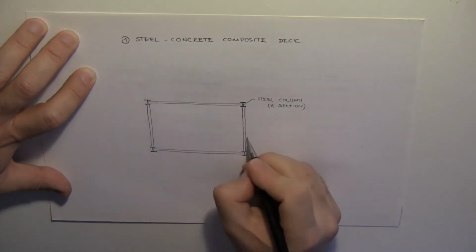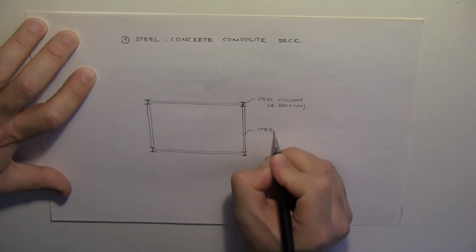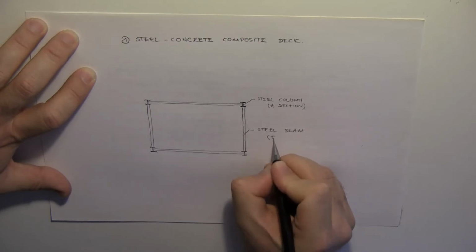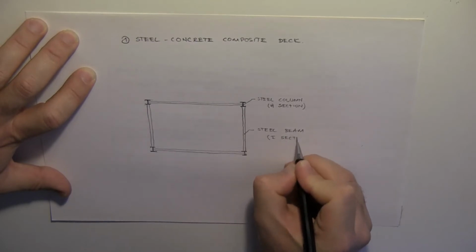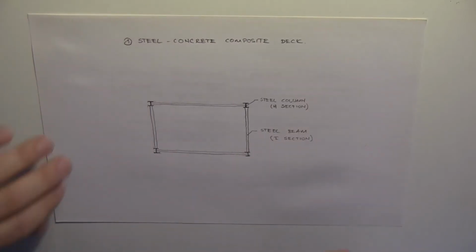Okay? And what about this thing, ladies and gentlemen? That's a steel beam. And what section of a steel beam are we talking about? We are talking about an I section. Okay, typically I sections are for beams and H sections are for columns.